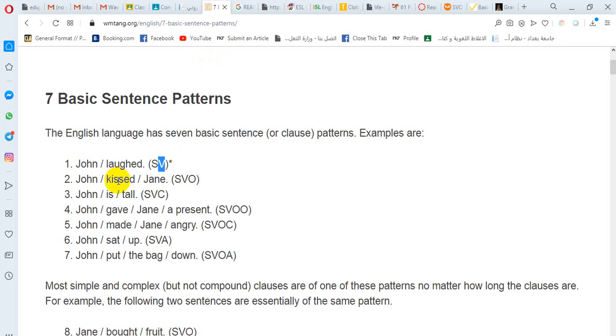If you go to the second, we have SVO, which means subject, verb, and object. Here the type of the verb that we have is what? Transitive verb, which means a verb that takes an object. SVO. So here we have John kissed Jane, the object. Object is a noun actually.